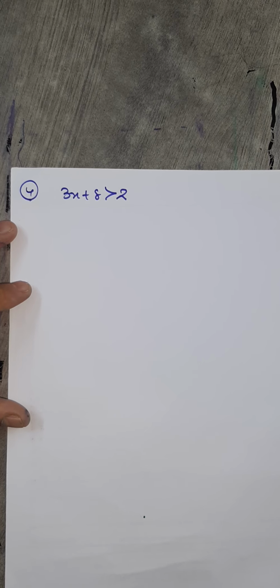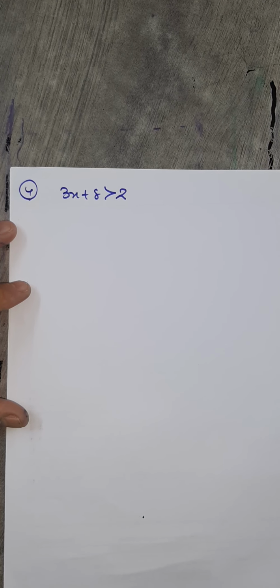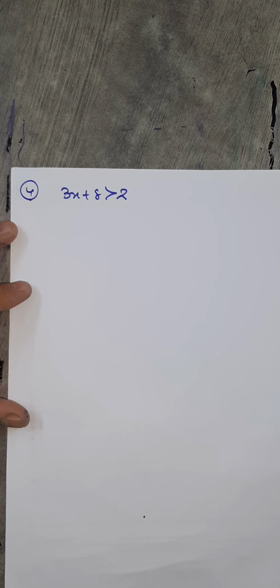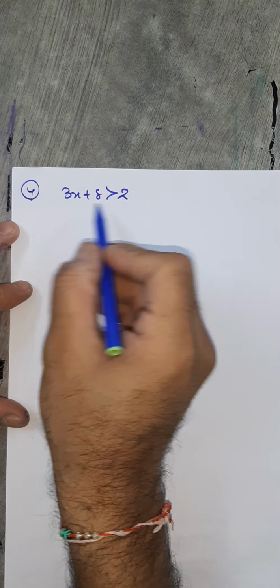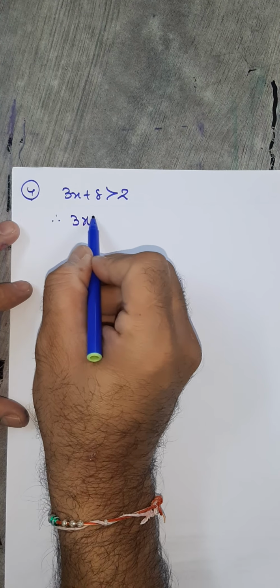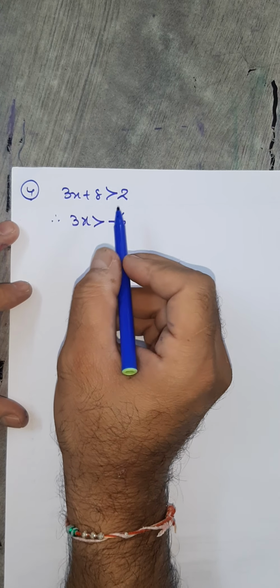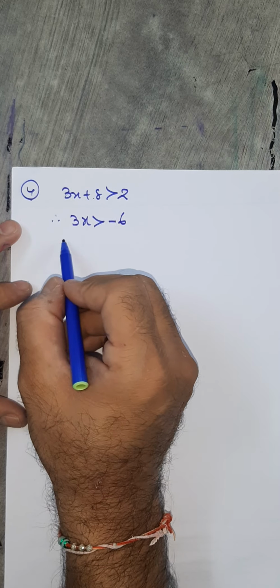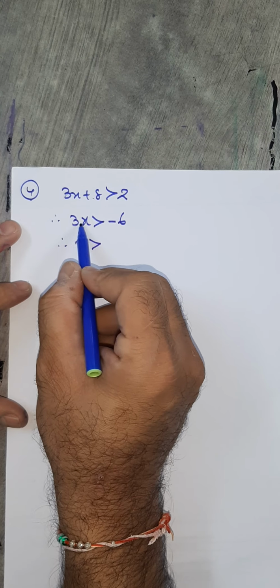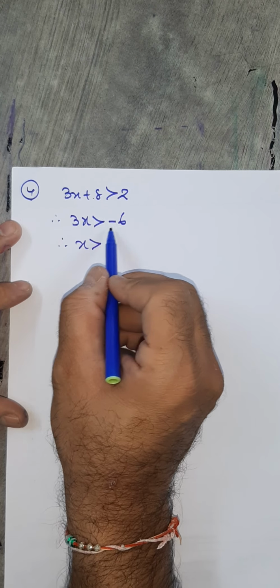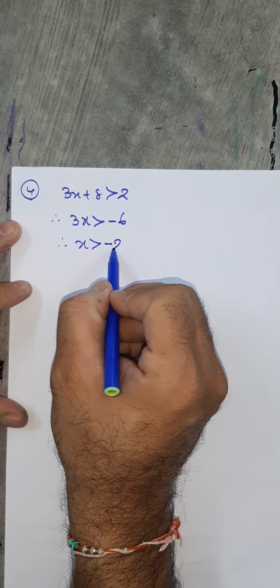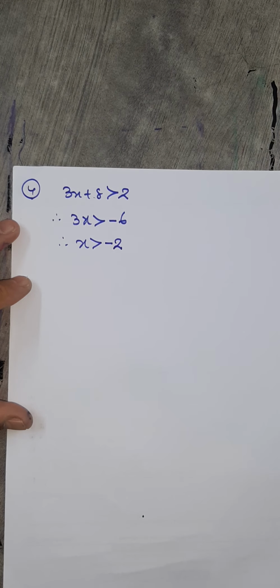Let's see the next question. 3x plus 8 is greater than 2. So we make x the subject of the expression. So I'll take 8 on the other side. So 3x is greater than, taking 8 to the other side, minus 8 plus 2, that is minus 6, dividing by 3. So here if I divide by 3, you have minus 2. Fine. So x is more than minus 2, remember.